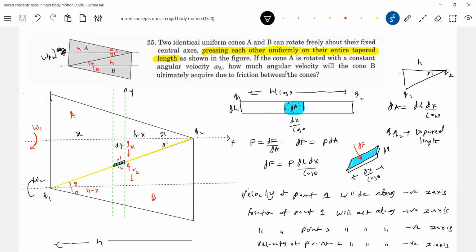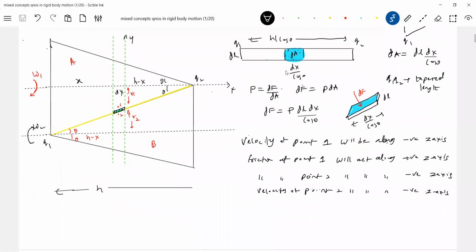Sir, why finally? Okay, let's write V1, V2, the velocities of those points. This diagram is a key for us because all the concepts now revolve around this diagram. So what is V1? V1 should be equal to R1 into omega 1. But we don't know R1.